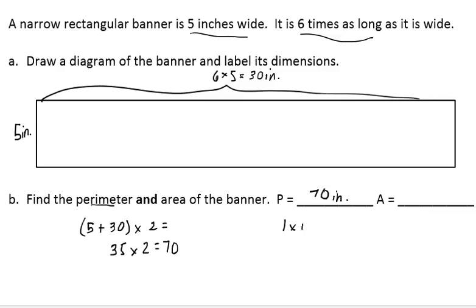Area is length times width, so I can take 30 times 5 to come up with a final answer of 150. And since I'm measuring area, I know I'm measuring how many squares fill the shape, so my label would be 150 square inches.